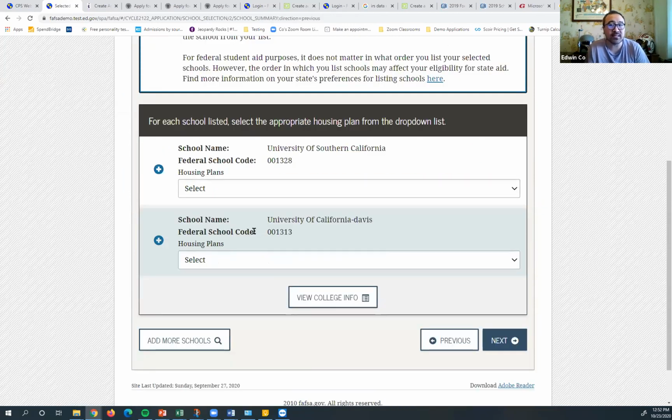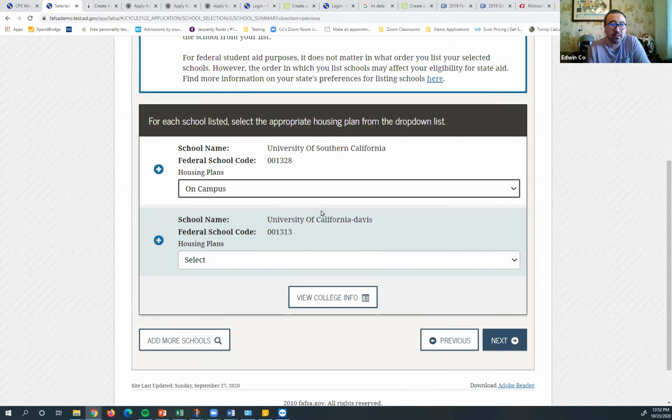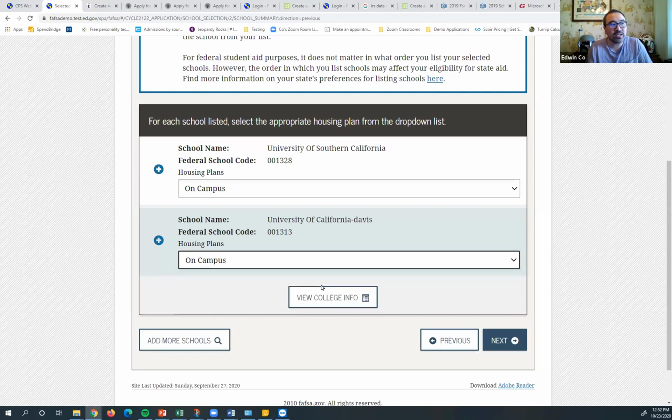They're going to ask you for housing plans. For any of the 4-year universities, I'm going to recommend that you put on campus for now. Even Cal State LA, I'll put on campus. That's going to help financial aid figure out that my intention is to live on campus, so they'll give you a financial aid award that will kind of cover that. When you put with parent, that's usually less money because it costs less to live at home. So that's why you want to make sure that you put on campus. If you are only applying to community colleges, that's when you would put parent. So I'm going to put on campus for now.